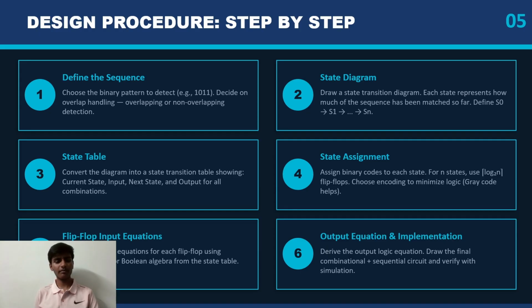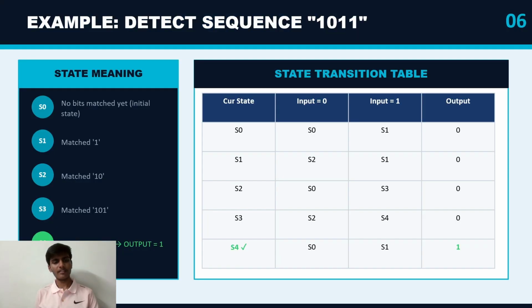Fifth is the flip-flop input equation. Derive the excitation equation for each flip-flop using K-map or Boolean algebra from the state table. Sixth is output equation and implementation. Derive the output logic equation. We have to draw the combinational plus sequential circuit and verify with simulation. This is the process of detecting a pattern.